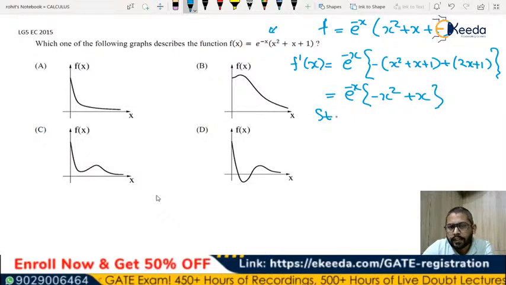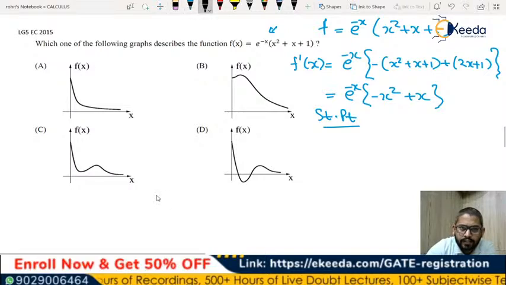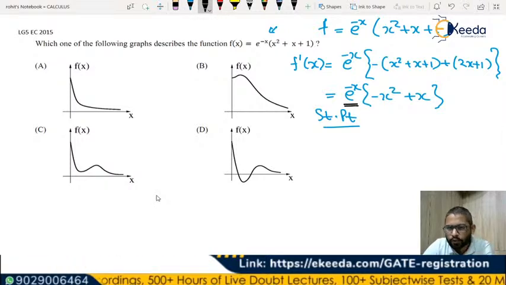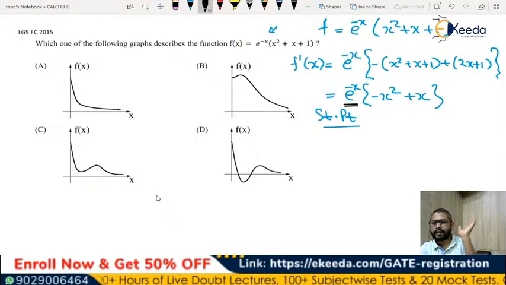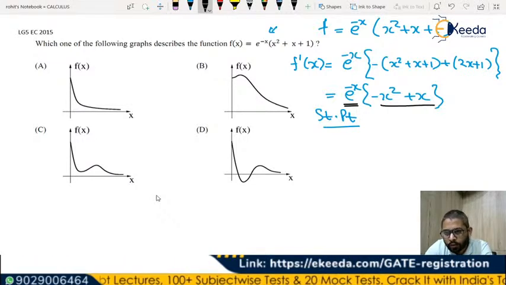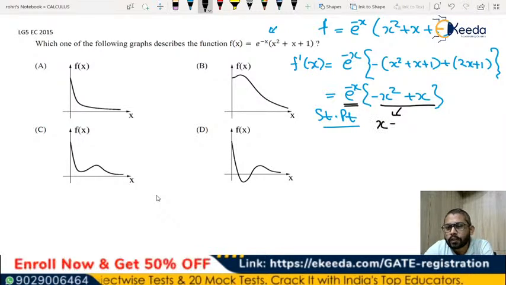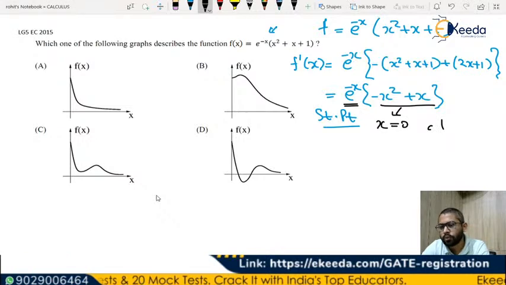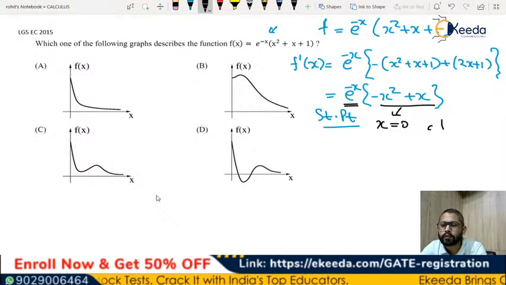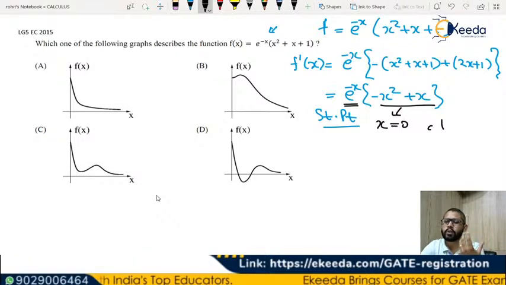So for the stationary point, e to the power minus x is not going to be 0, except maybe at infinity, right? So let's not discuss that. Let's discuss the point where this function is going to be 0. So this is going to be 0 at x equal to 0 and 1. How? Find the roots of minus x square plus x, right? So you'll get the roots x equal to 0 and x equal to 1.